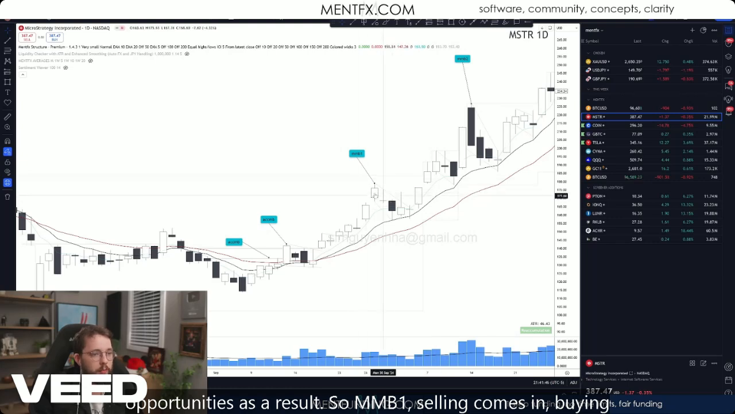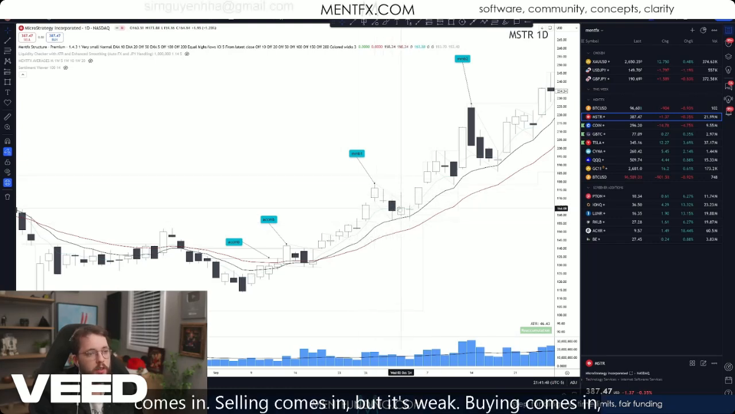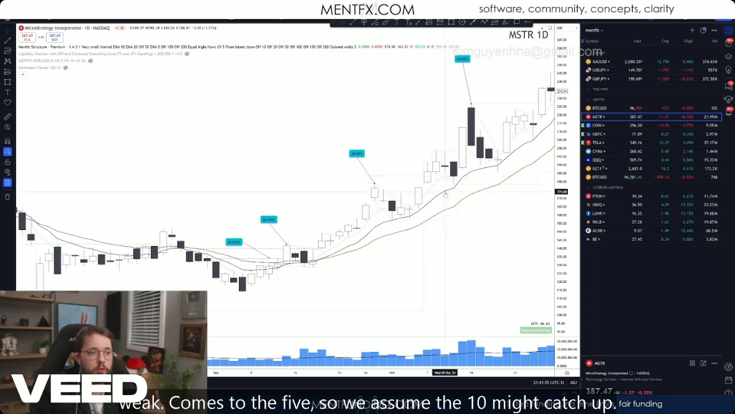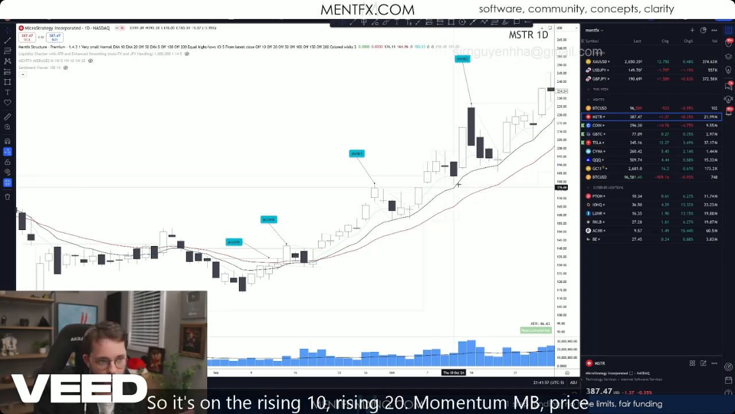So MMB1, selling comes in, buying comes in. Selling comes in, but it's weak. Buying comes in, so it moves higher. Same thing. Selling comes in, but it's weak. It comes to the 5, so we assume the 10 might catch up. So it's on the rising 10, rising 20. Momentum MB, price moves higher.